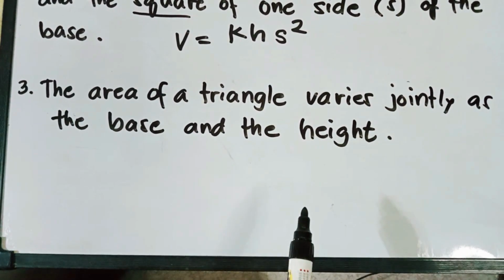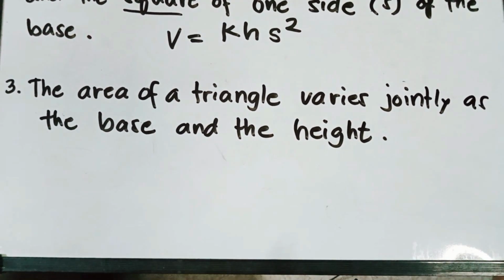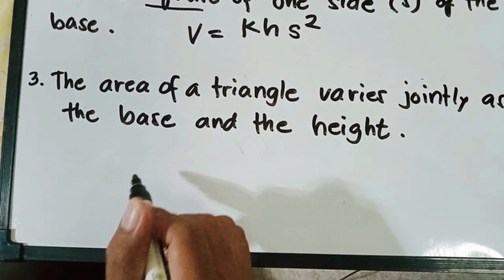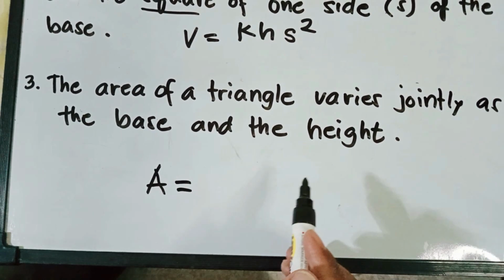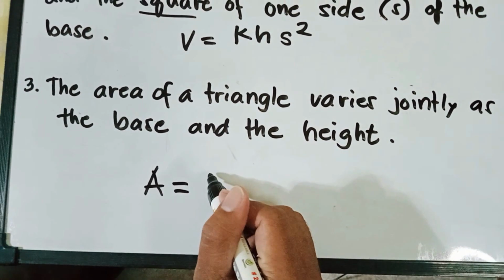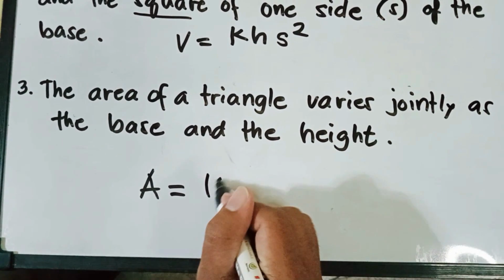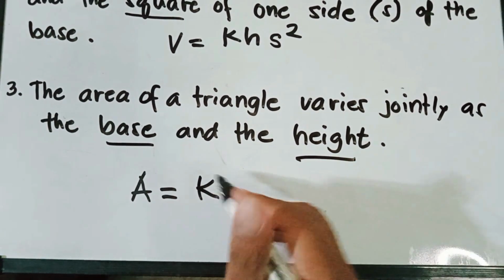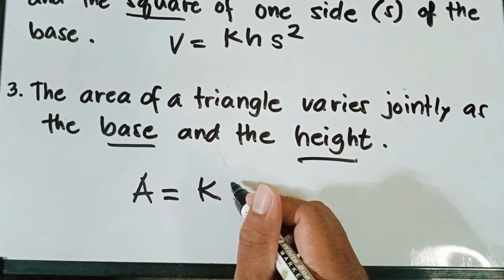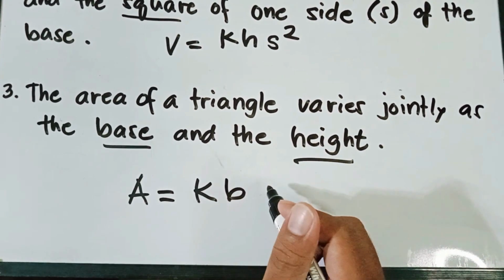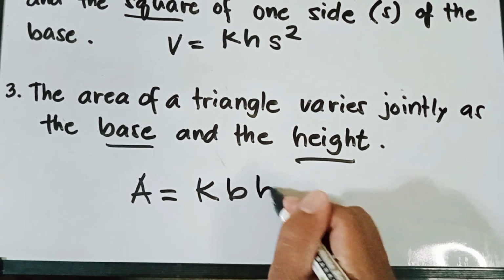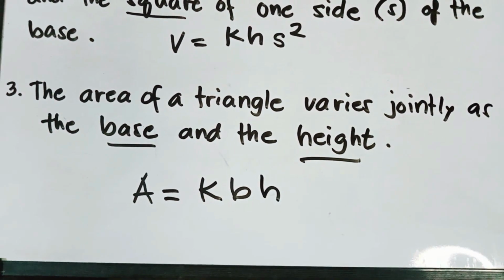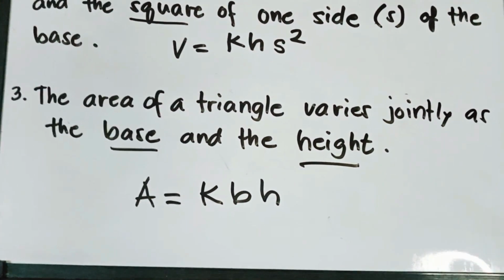Next, number 3. The area of a triangle varies jointly as the base and the height. Ibig sabihin, area of a triangle, so we have area is equal to k, varies jointly as the base and the height. Let's say for example, yung base natin, ang gagamitin natin letter is B, and yung height naman is the letter H. So area is equal to kBH. So let's proceed to computation.